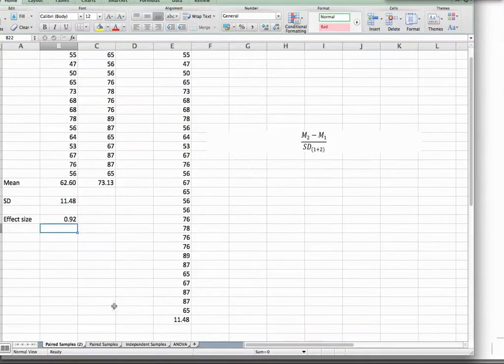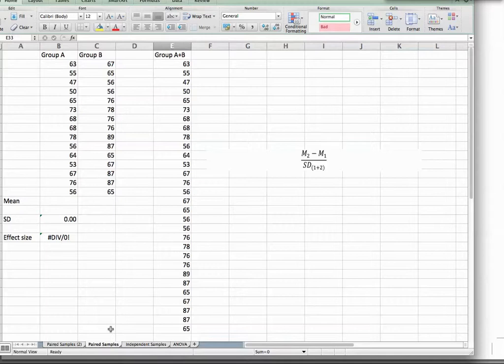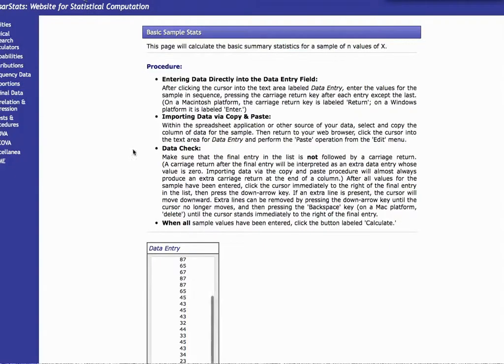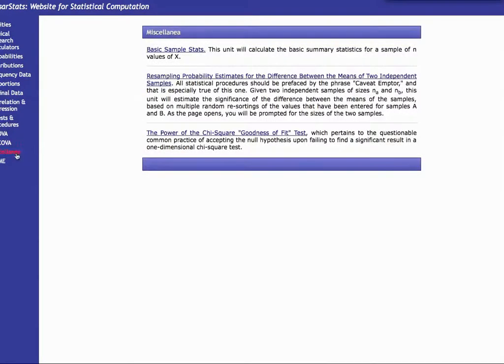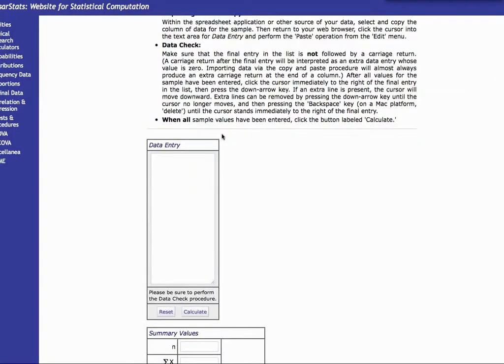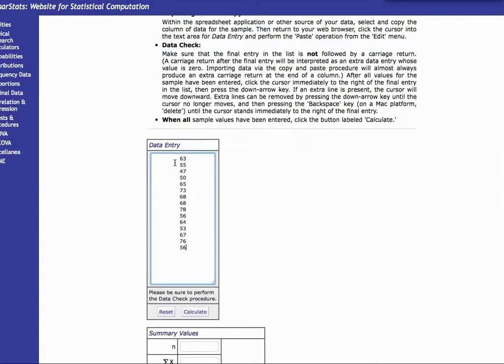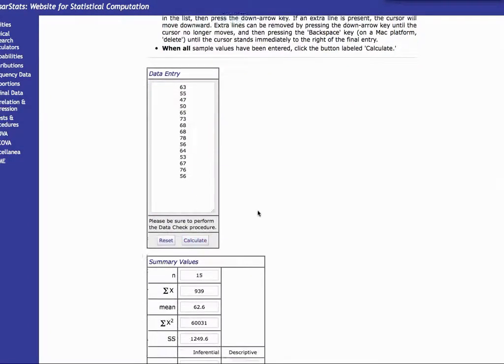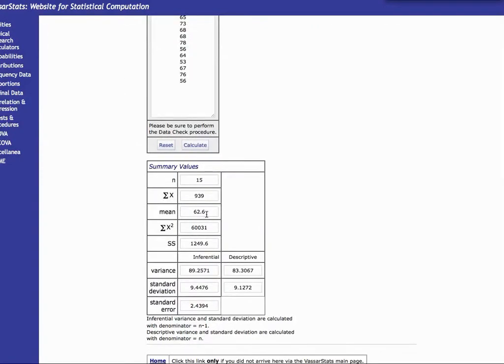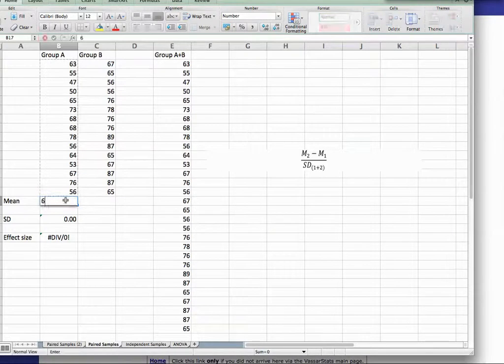Okay, if you would rather use this website, you can go to the website, use the miscellanea tab here, and then basic, simple, sample stats. You would just copy this group into here, hit calculate, and it gives the mean score of 62.6. You would type in 62.6 here.